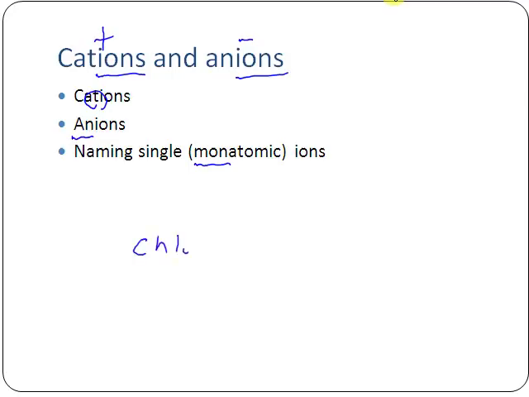So we have chlorine. To name a chlorine ion, you drop the last syllable, so "ine" drops out, and you add "ide" to the end of it. So the chlorine ion would be chloride in that case. That's what you do for anions.